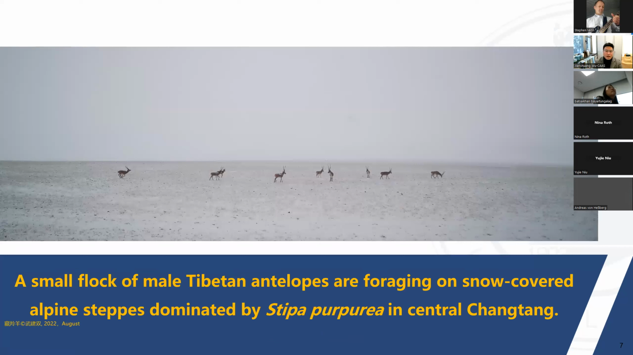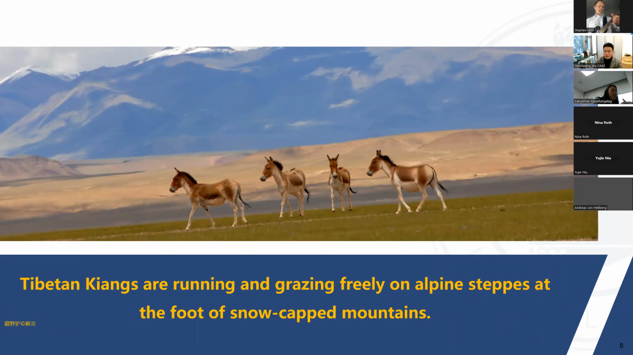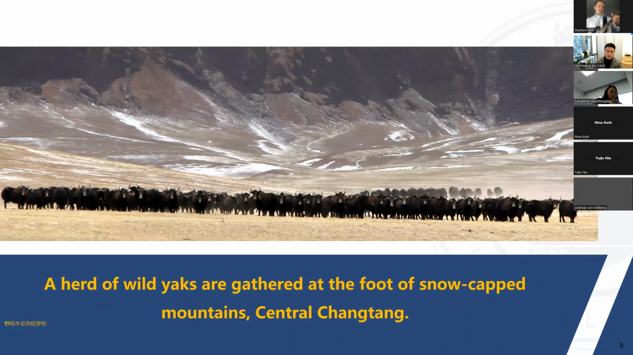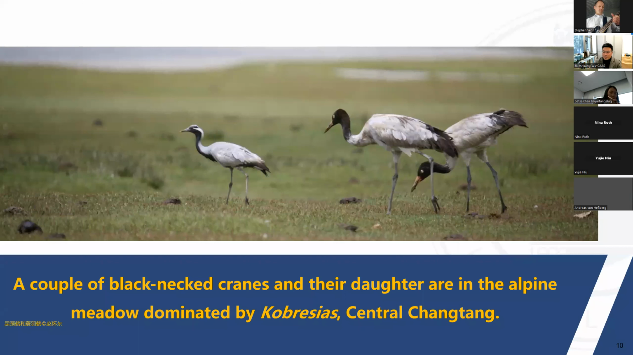This is a picture I shot in August 2021, in summer, from central Tibet. A small flock of male Tibetan antelopes are foraging on snow-covered steppes, and Tibetan antelopes are running and grazing freely on steppes at the foot of snow-capped mountains. Also a herd of wild yaks are gathered at the front of the mountains in central North Tibet, and a couple of black-necked cranes and their daughter in the upper meadows, dominated by Kobresia.